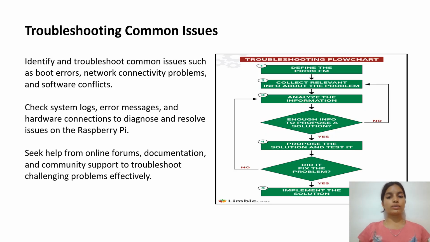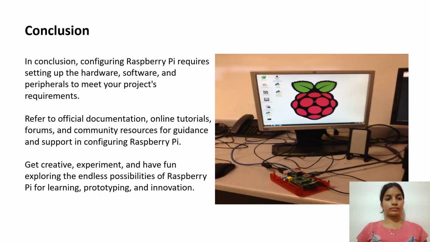Troubleshooting. So we'll look into what are the common issues faced here. Identify troubleshooting areas such as boot errors, network connectivity problems, and software conflicts. Check the system logs, error messages, and hardware connections to diagnose and resolve the issues on the Raspberry Pi. Seek help from online forums, documentation, and community support to troubleshoot challenging problems efficiently.